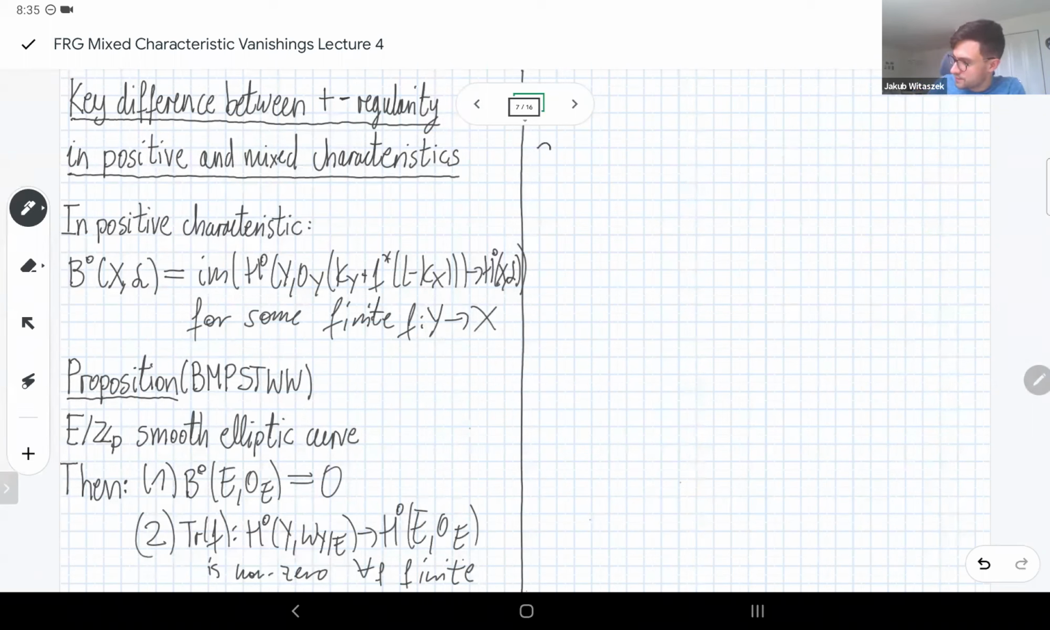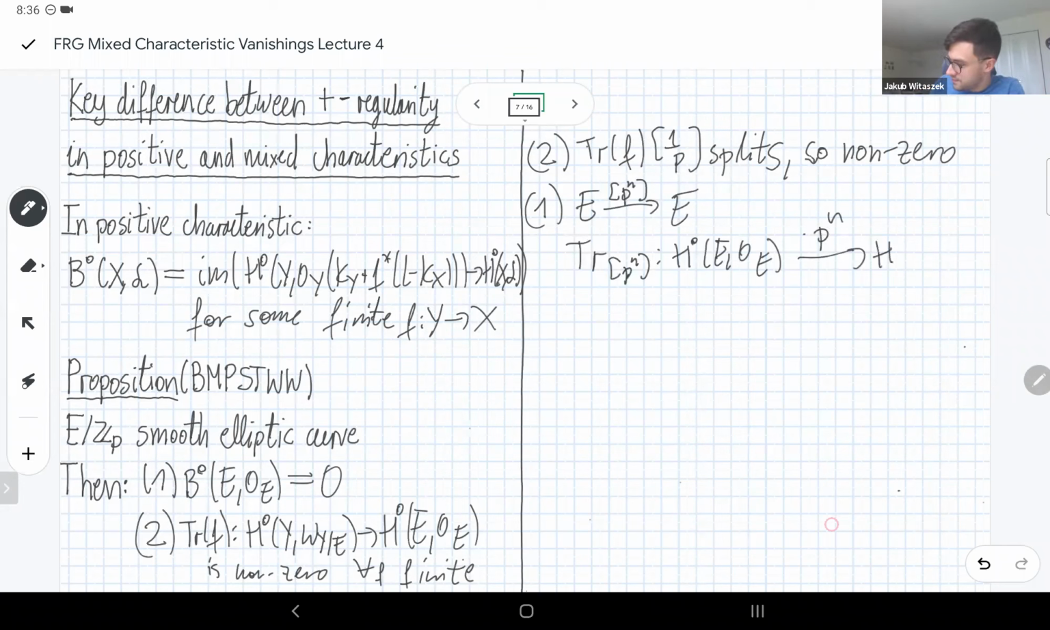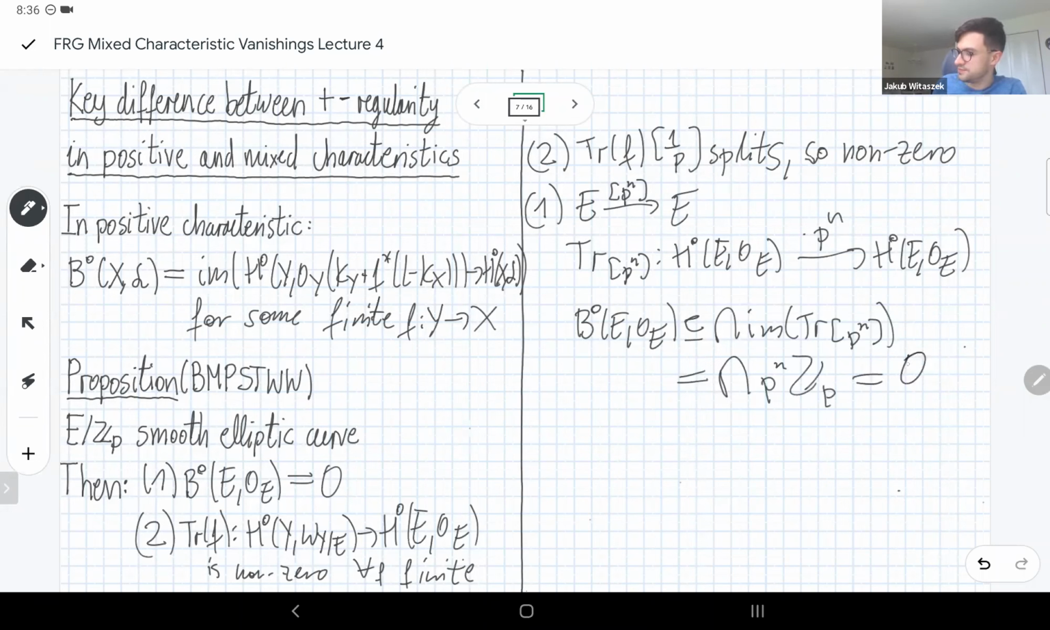Okay, so the proof of 2 is very simple. So the trace of f, if you invert p, we are in characteristic 0 now. In characteristic 0, everything splits. So there's nothing about elliptic curves here. This splits, so it is non-zero. So we really need to see the point 1. We need to poke our E with some finite covers. In positive characteristic, we would have the Frobenius. But since we are on an elliptic curve, there's another nice map, which is multiplication by p^n. And it's not hard to see that on H^0, this map is also just a map that multiplies by p^n. And so B0 of E, O_E is contained in the intersection of the images of this trace map, which is exactly the intersection of p^n Z_p, which is 0.